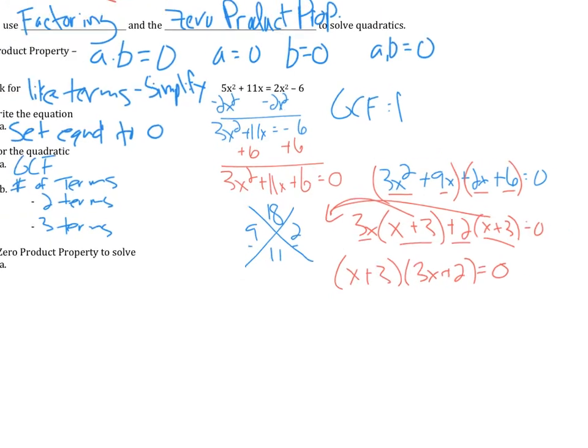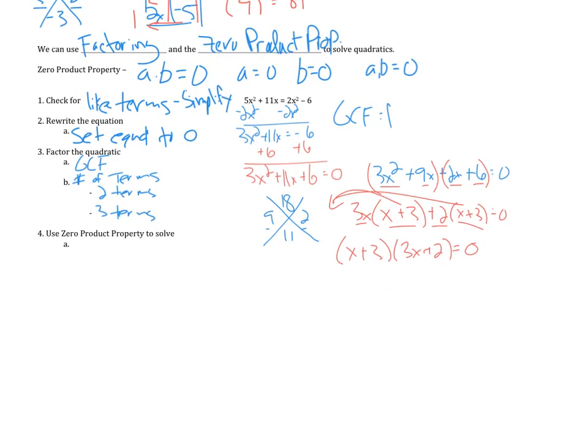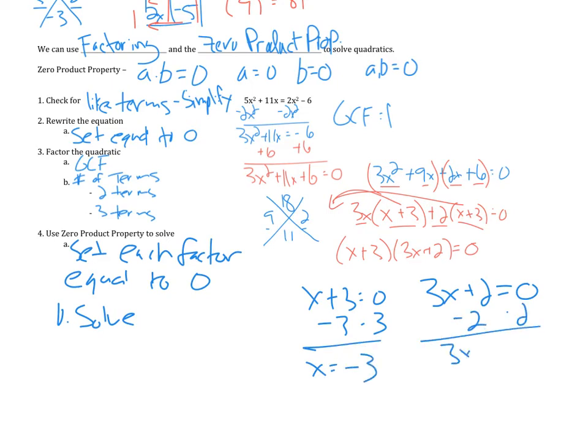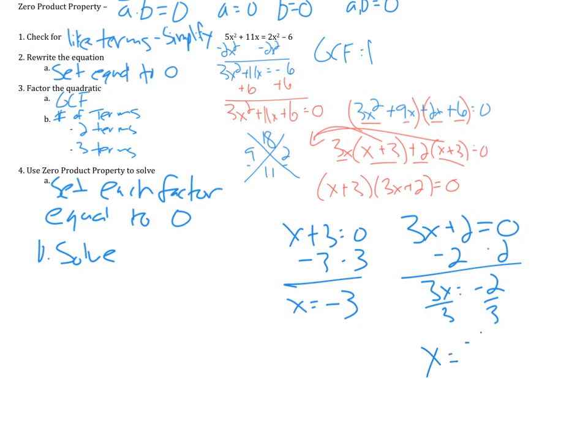So now we have factored it. So we want to use zero product property to solve. The way we'll do that is we're going to set each factor equal to 0. So as I come back over here, I get x plus 3 is going to equal 0, and 3x plus 2 is going to equal 0. And then we solve. So I guess that's part B. So subtract 3, and x equals negative 3. Here I need to subtract 2. 3x equals negative 2. Divide by 3. And x equals negative 2/3.